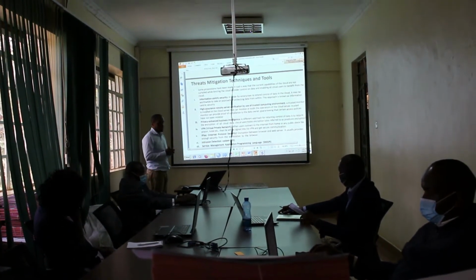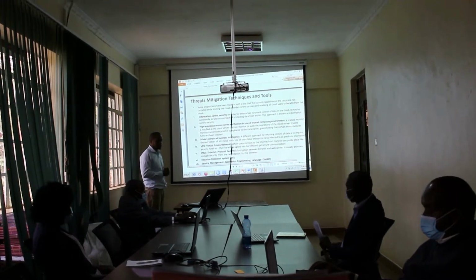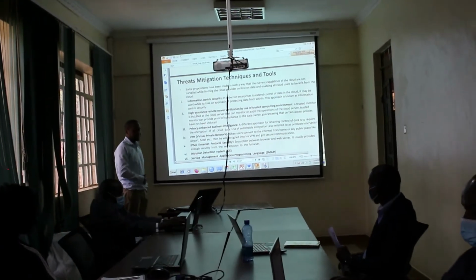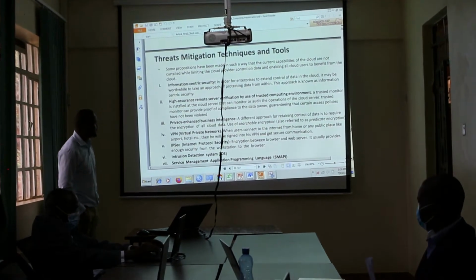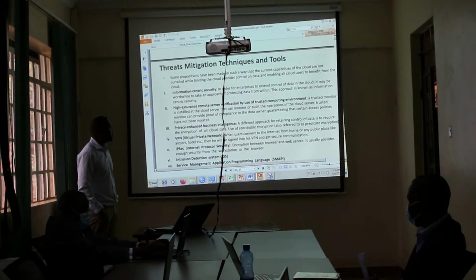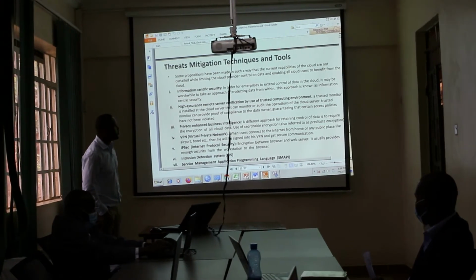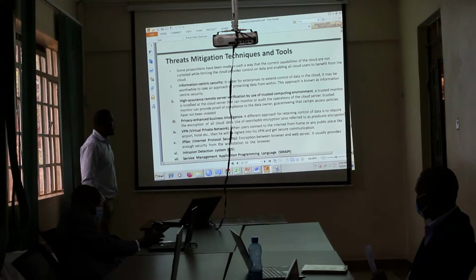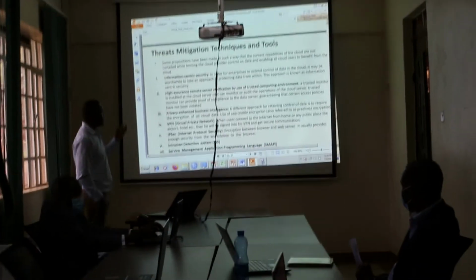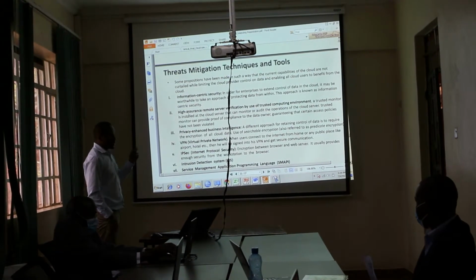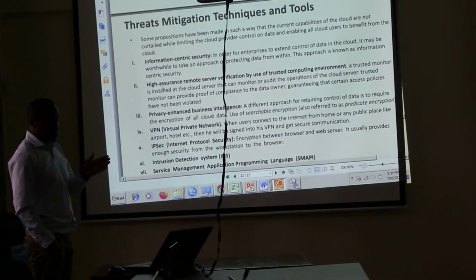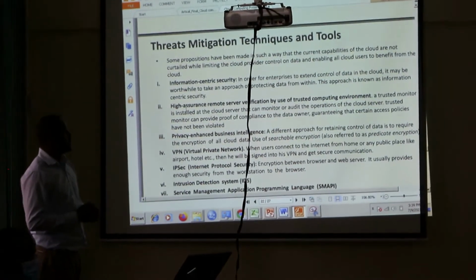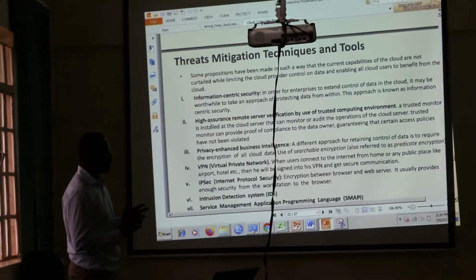In order for enterprises to extend control of data in the cloud, it may be worthwhile to take an approach of protecting data from within. This approach is also known as information-centric security. The other part is high assurance remote server verification by use of a trusted computing environment. By the way, when you're talking about information-centric security, we can look at an organization initiating encryption protocols within that particular organization. So you can have either off-the-shelf or proprietary made data encryption protocols. In that case, we call it information-centric security.